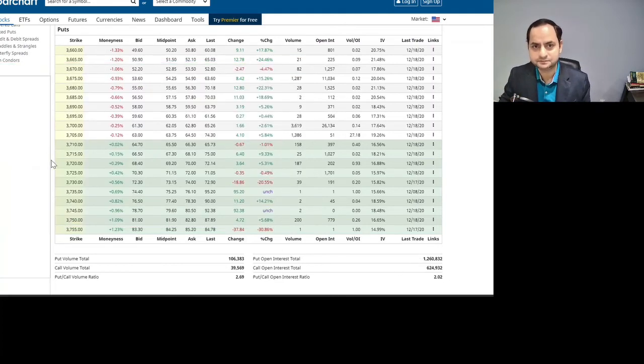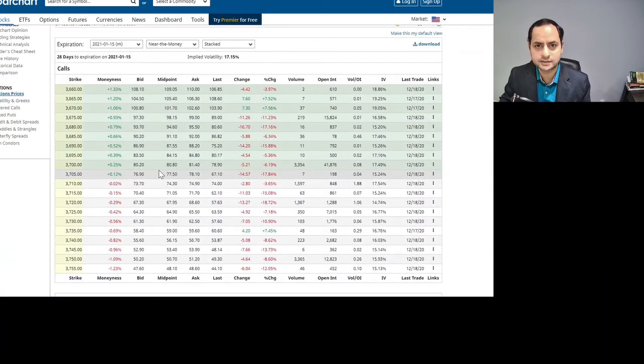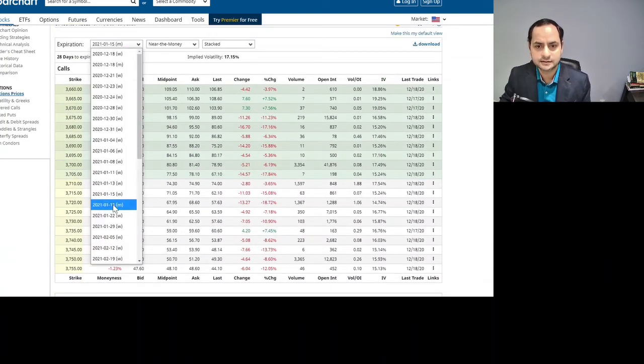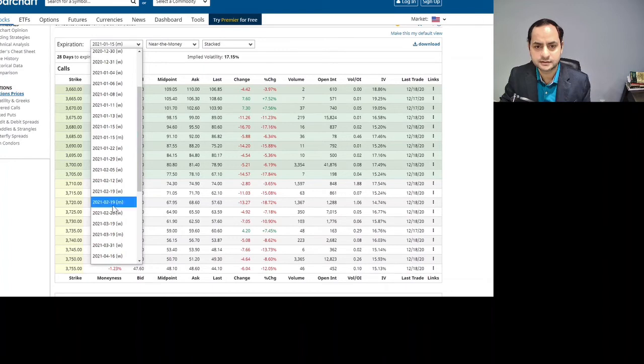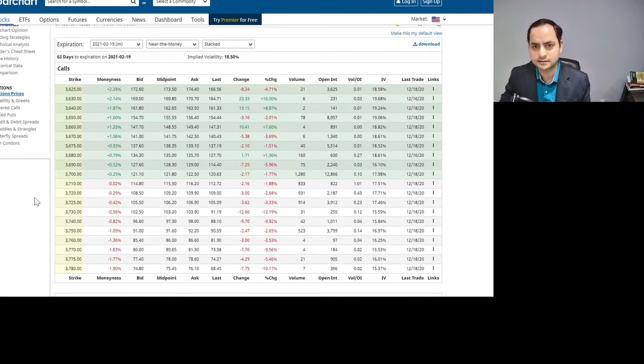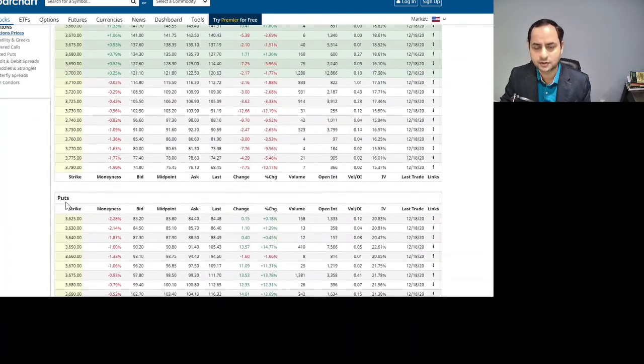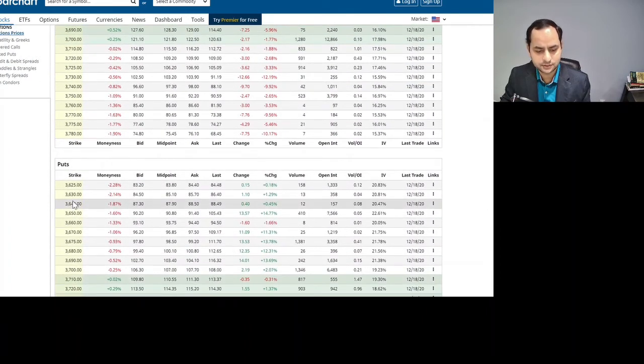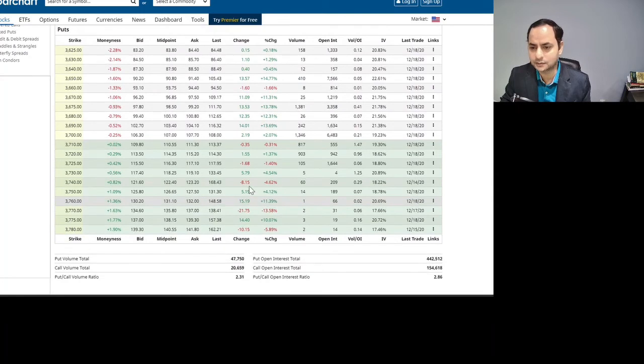If I switch to February, you see it's the February monthly, which usually expires around the third week of the month. That's why it's the 19th. So here we have the call options, and then the put options here. And if I show you, wow, this is close to 2.86. So this means the market is pretty much fearful.